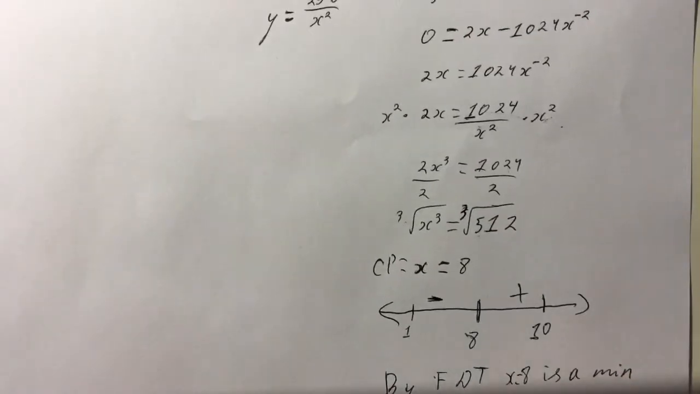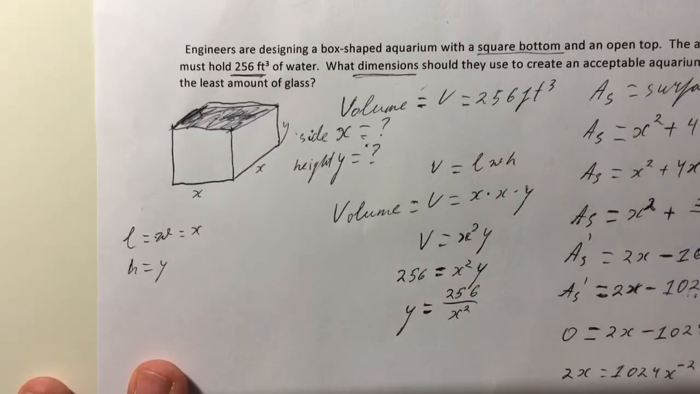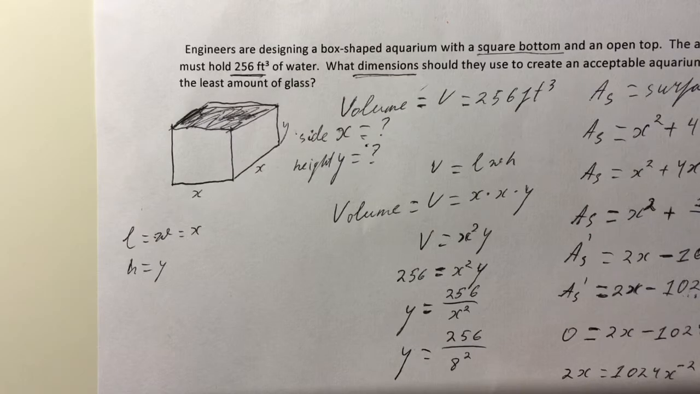Now, this is one of our sides. We're going to box it. But this is not the only one we're looking for. We're also looking for y. So how are we going to find it? The easiest way to do it is to plug it into the volume equation we have right there. So y is going to equal 256 over 8 squared, which is going to equal 256 over 64. And that's going to come out to be 4 right there. That's our second side.